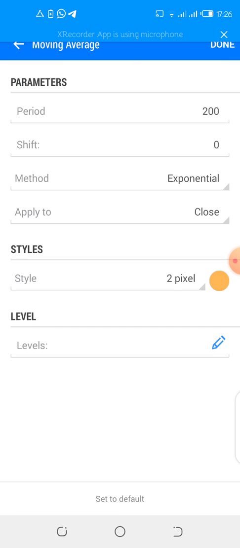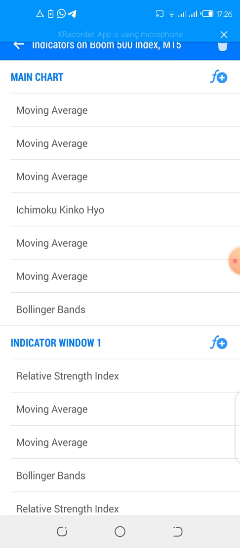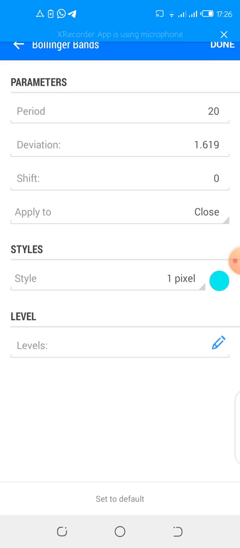So it is this moving average 200. Please take a screenshot of that. It is just 200 exponential, whichever color or levels, you don't mind about it because it is on the main chart. And then the Bollinger Bands, I've used period 20, deviation 1.6.